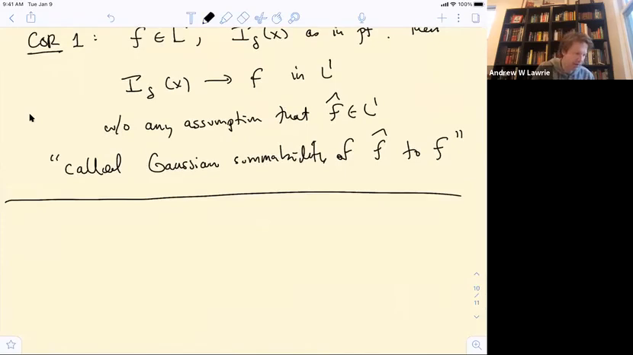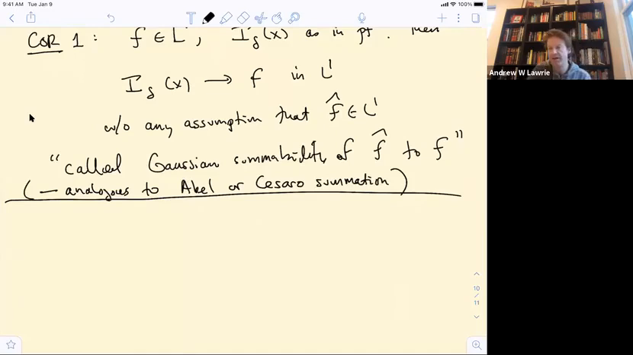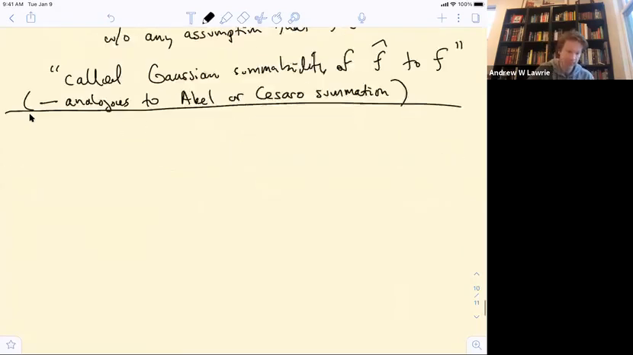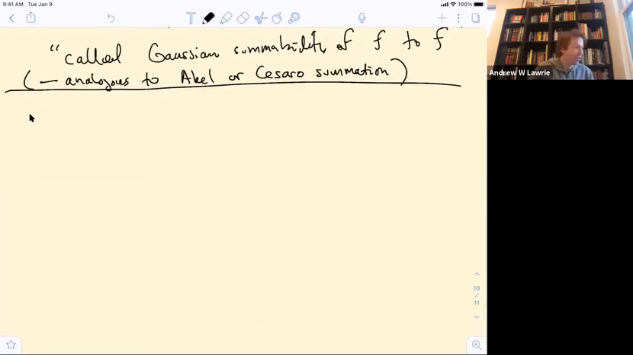All right, excellent. So this is analogous to Abel or Cesaro summation, where in the Fourier series, we just manufactured a good kernel, and that's exactly what we did here. We manufactured a good kernel. Okay, so corollary 2.